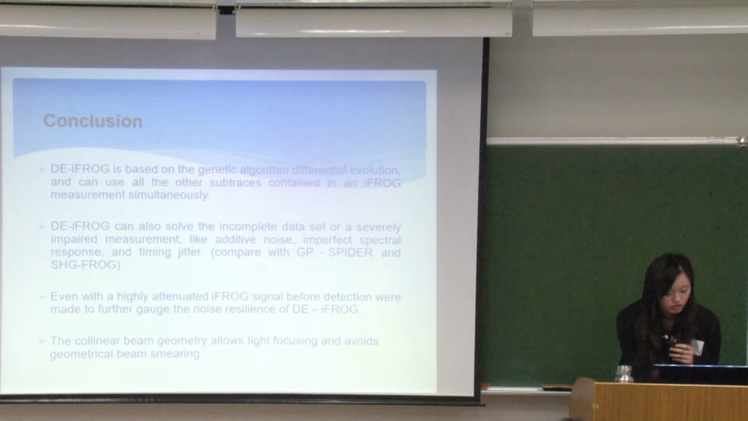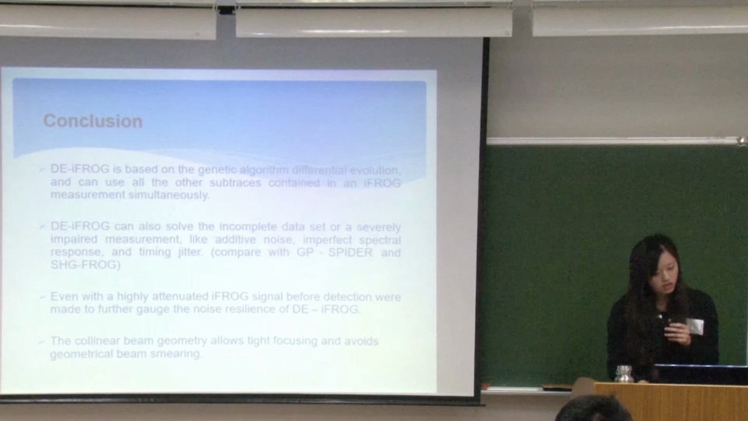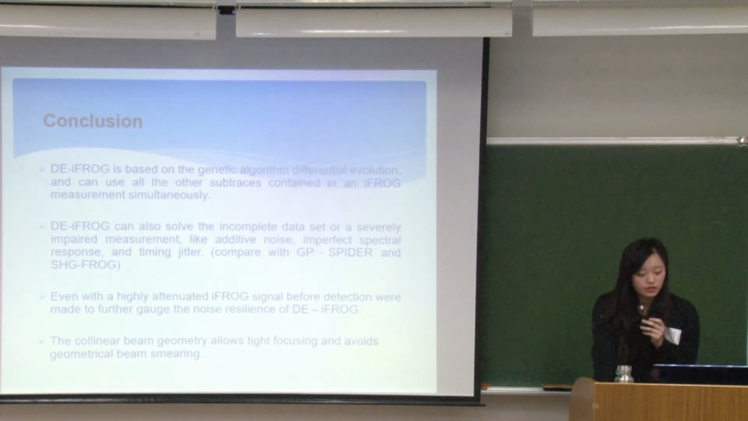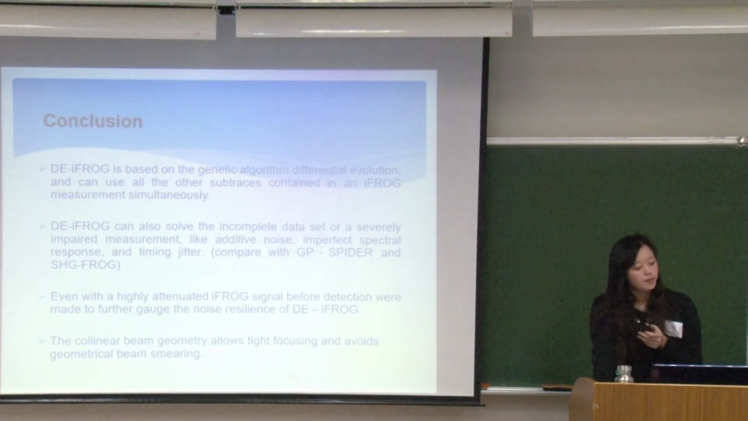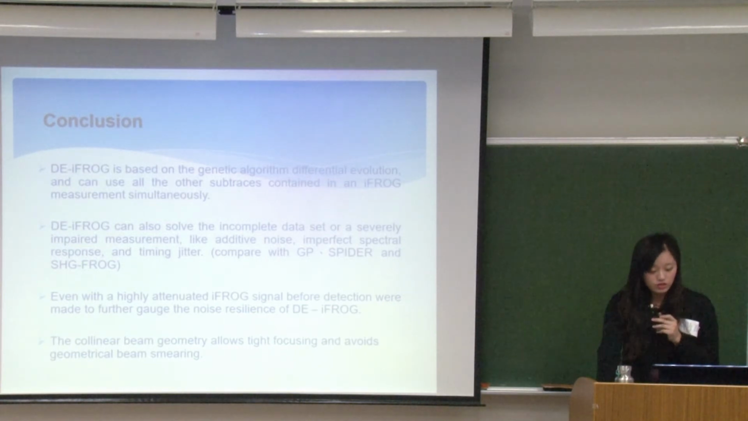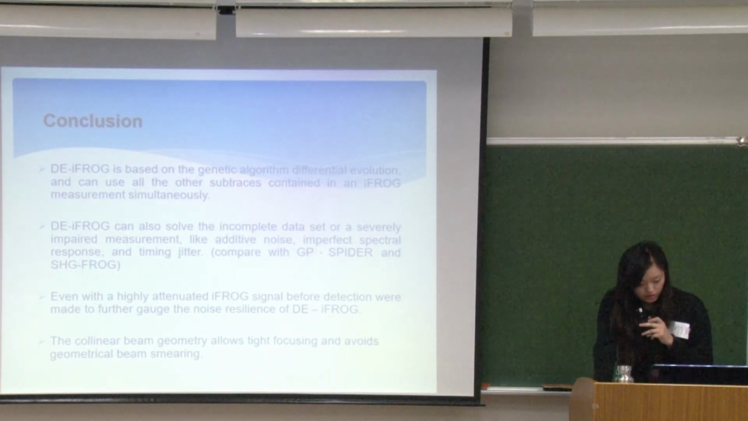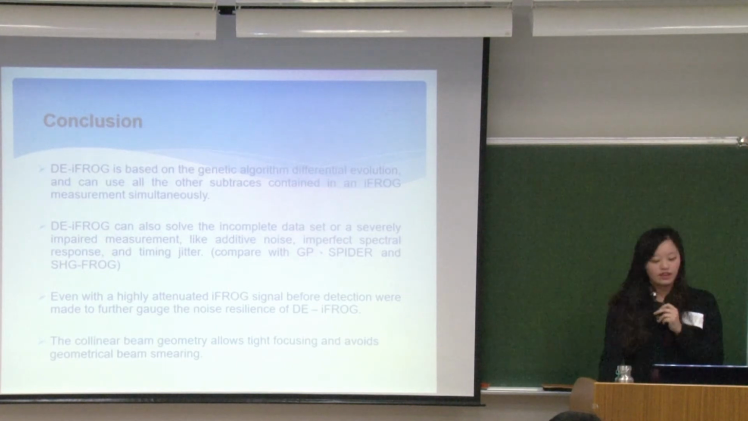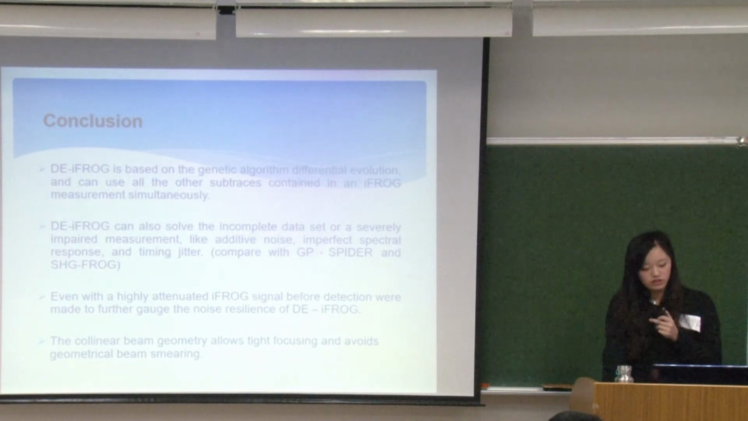In conclusion, first, DE FROG is based on the genetic algorithm differential evolution and can use all the other substrates contained in an IFROG measurement simultaneously. Second, DE FROG can also solve incomplete data sets or several imperfect measurements like additive noise, imperfect spectral response, and timing jitter, which compares well with the GP, SPIDER, and SHG FROGs.